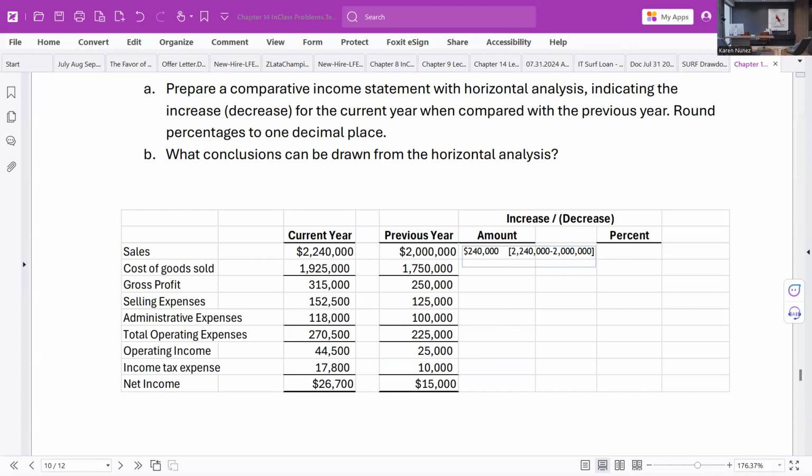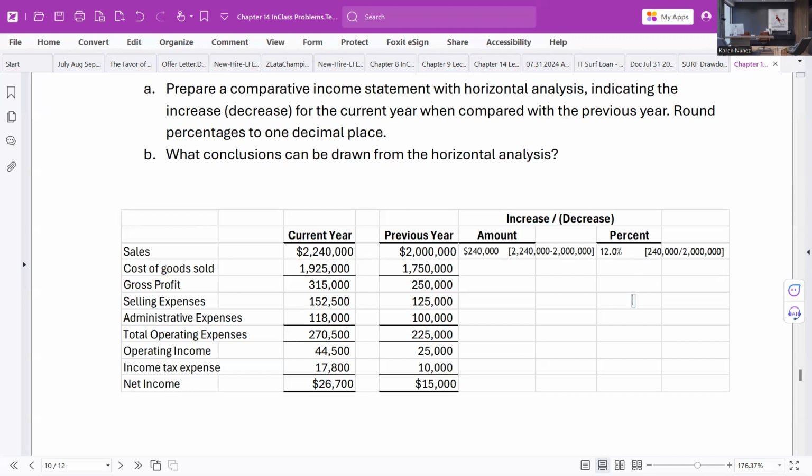And what does that represent as a percent increase? Well, you want to take that 240 and divide it by the 2 million, right? The way we get a percent change is by taking the amount of the increase or decrease and dividing it by the base year, the previous year, in this case, the 2 million.